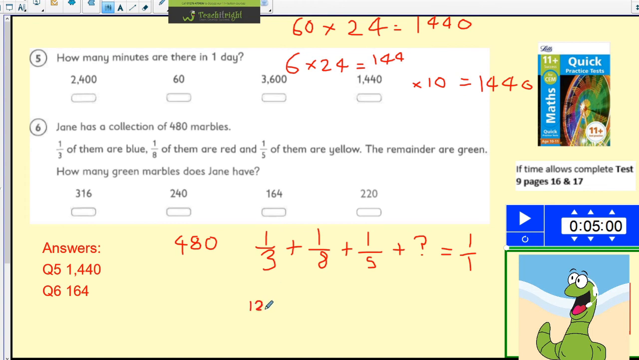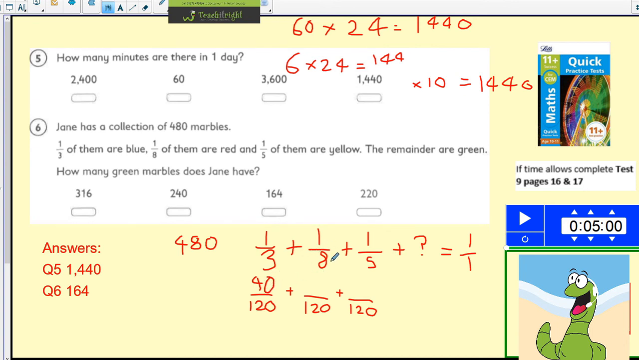120. So if I make all these fractions out of 120, they'll be what's called equivalent. And I can then add them all up without a problem, because you can only add equivalent fractions where the denominator is the same. So what do I have to times 3 by to make it 120? Well, I times it by 8 and 5. So I'm going to have to do the same thing to my 1. Well, 1 times 8 is 8, and 8 times 5 is 40.